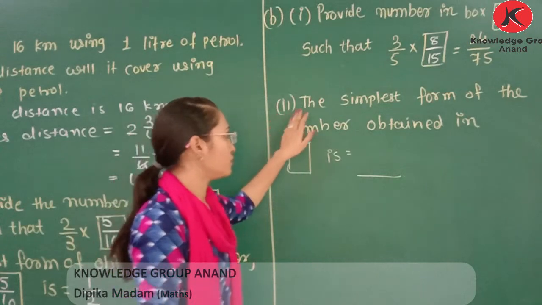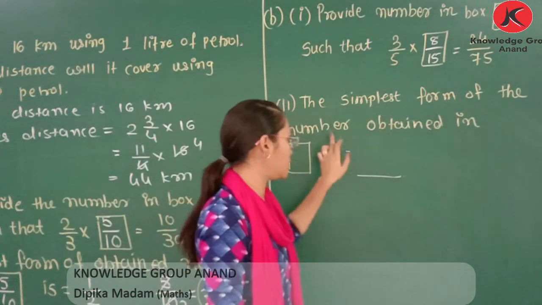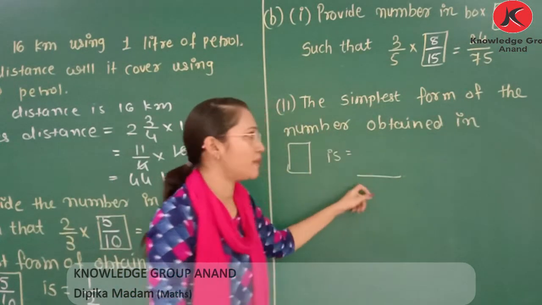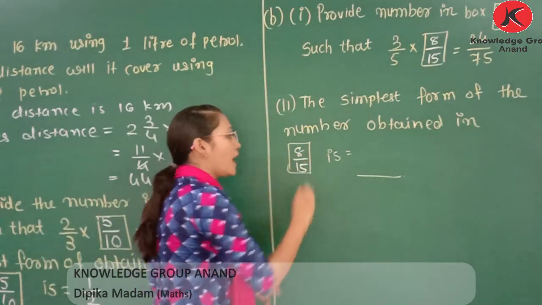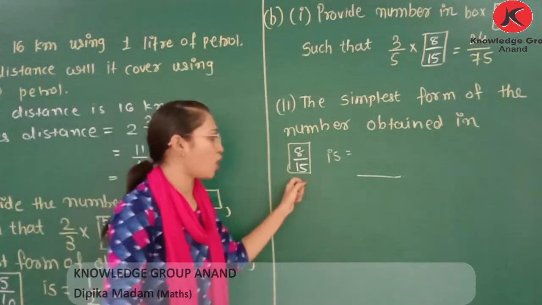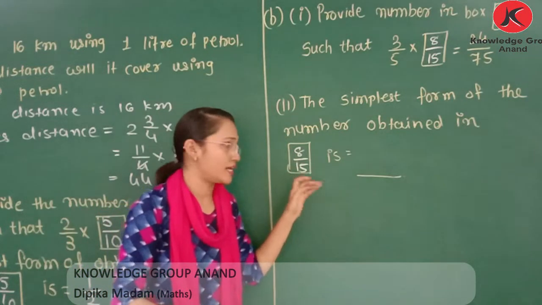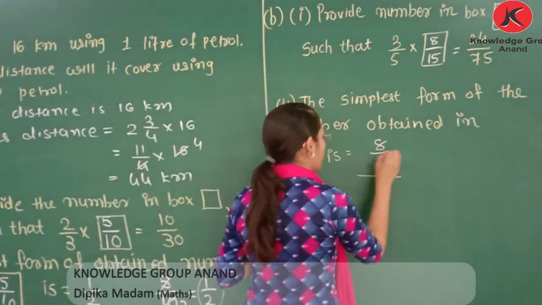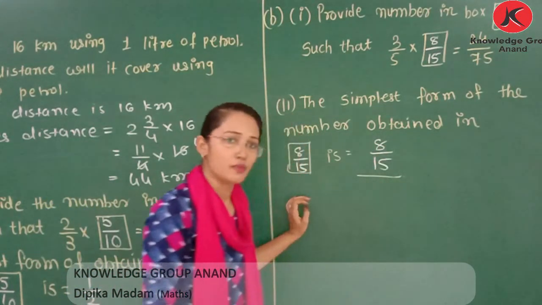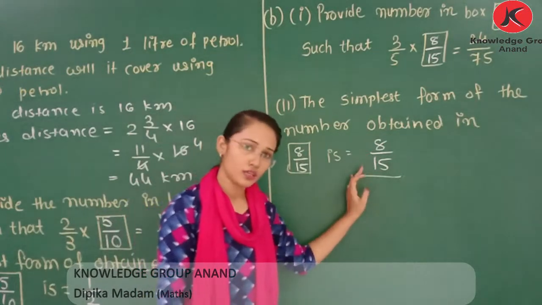Second part is the simplest form of the number obtained in the box. Now, what is the number obtained in the box? It is 8/15. And in the simplest form, is there any common factor between 8 and 15? Can anything be cut in 8 and 15? No. So it is 8/15. 8/15 is already in the simplest form, so the answer is 8/15.